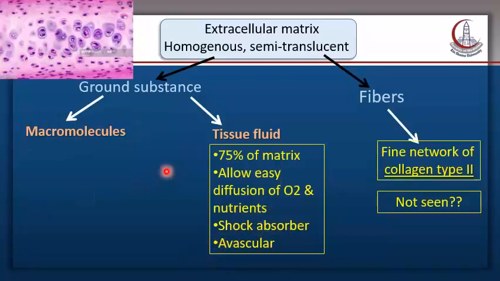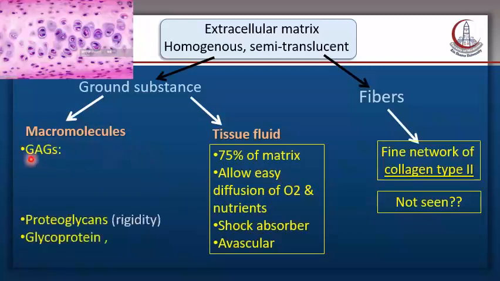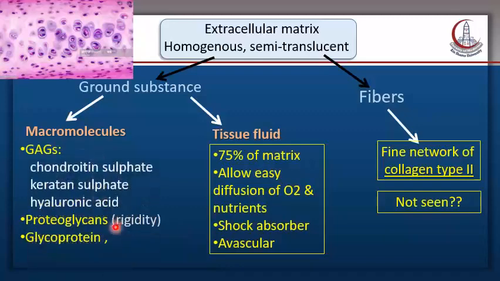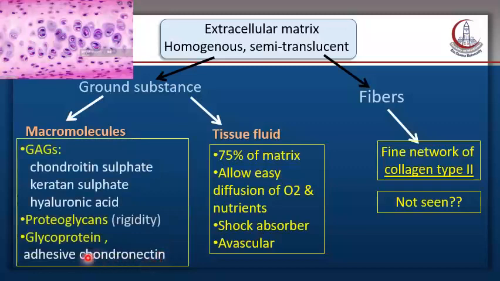Regarding macromolecules, we know from the chapter of connective tissue that they are formed of three main parts: proteoglycans, glycosaminoglycans, and glycoproteins. The proteoglycans are formed of a core of protein that has glycosaminoglycans attached to it. These proteoglycans give the cartilage its rigidity. The glycosaminoglycans are either sulfated, like chondroitin sulfate or keratan sulfate, or unsulfated, like hyaluronic acid. The glycoproteins include adhesive chondronectin.